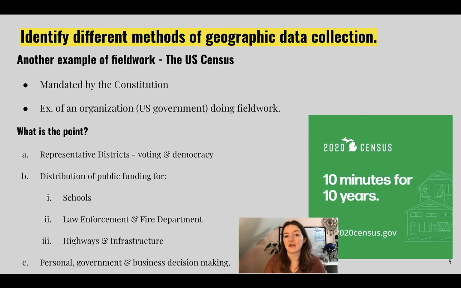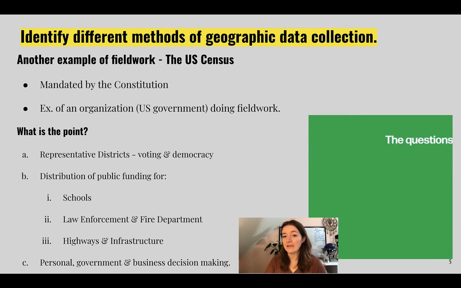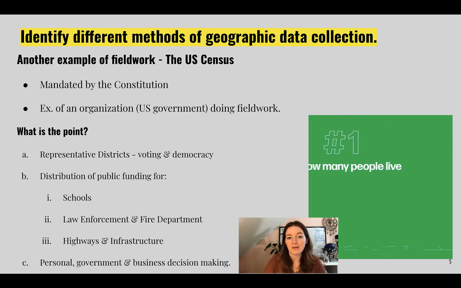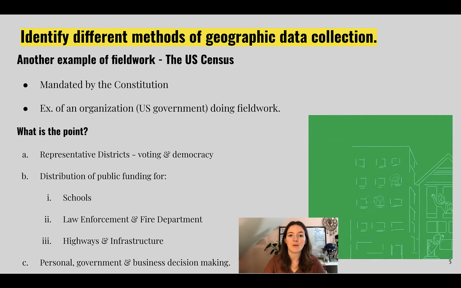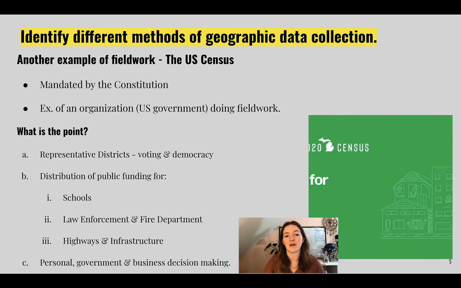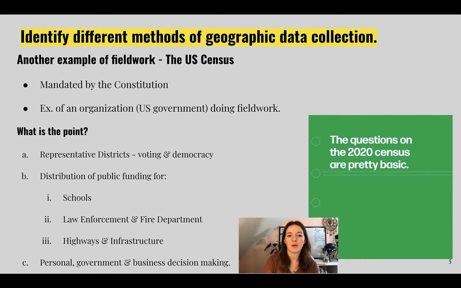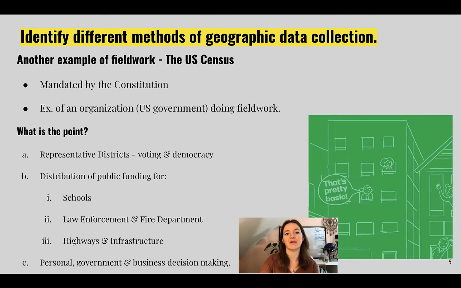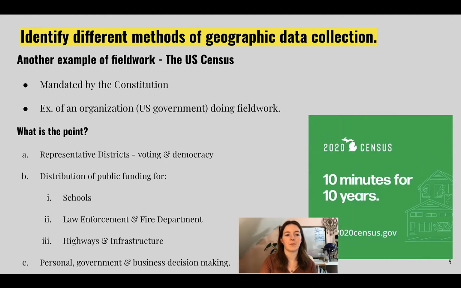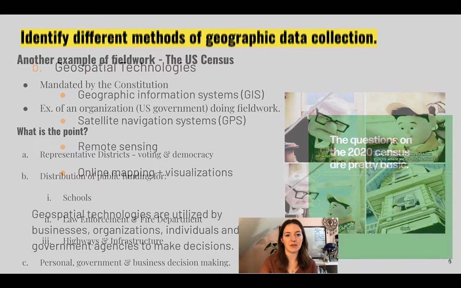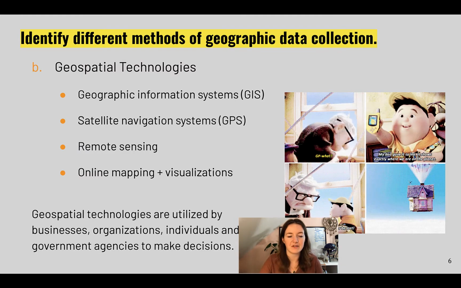So we get our funding from federal money, and law enforcement and fire departments, and for highways and infrastructure. All of these things come basically from tax dollars, but those tax dollars go to the government, and then the government allocates them. And finally, we make personal government and business decisions based on the census, where people are located, who is located where a lot of the times. But those things are really important to many governments, many businesses, and many people for different decisions.